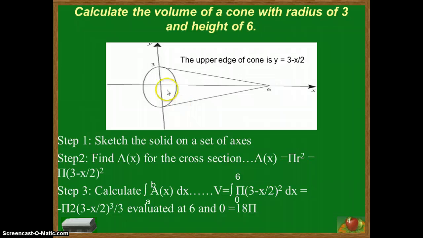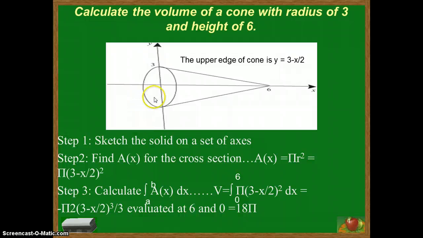Here I've got a right circular cone. Its base is on the y-axis, centered at the origin. The height of the cone, as you can see, is 6. The radius of the base is 3. This upper edge of the cone is actually a straight line, and we could define that upper edge, since we know two points, (6, 0) and (0, 3). We can find the equation of that line to be 3 minus x over 2.